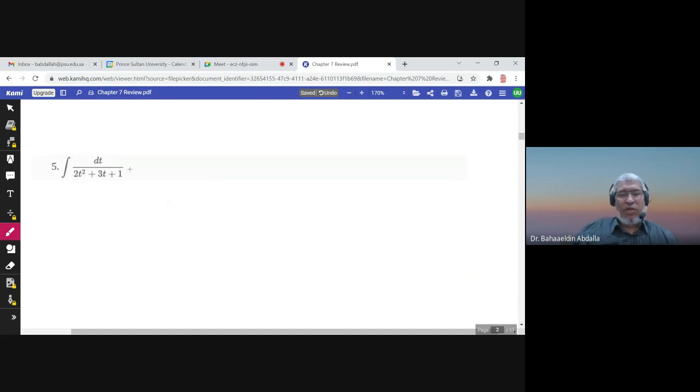Here I have a rational function. So I can take 1 over 2t squared plus 3t plus 1 and factor the denominator. So I have 2t plus 1 times t plus 1. So t plus 2t is 3t. And I can write this as partial fractions: a over 2t plus 1 plus b over t plus 1.